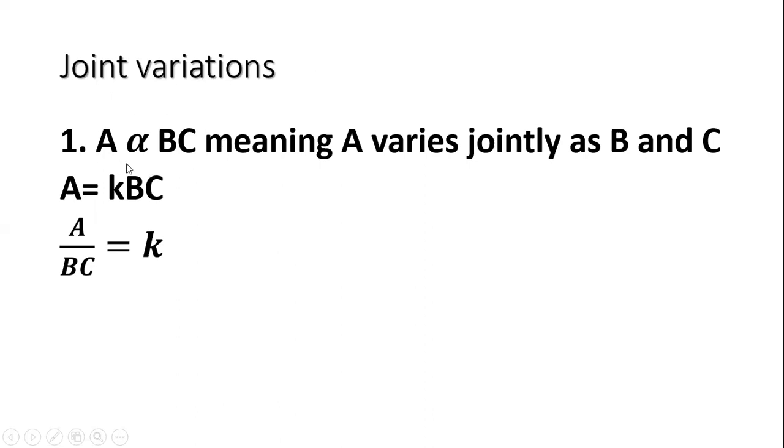So we start from the two direct. A varies directly as B, and A varies directly as C. So that's two direct. So that's the joint. We now call it A varies jointly as B and C. We don't need to say A varies directly as B and A varies directly as C, we just say A varies jointly as B and C. That's two direct. So bringing in K, which is the constant, A equals K BC, making K the subject of the formula, A divided by BC equals K.